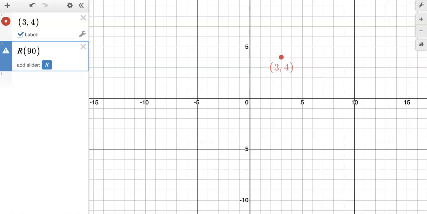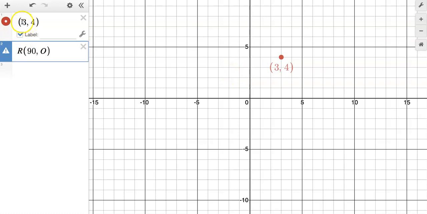Okay, so let's do a rotation. I'm going to take 3 and 4 and rotate it 90 degrees. I think usually it tells you based off the O, the origin. So we're always going to rotate around 0, 0, right here, the origin. We rotate counterclockwise, so your rotation should always go this way.